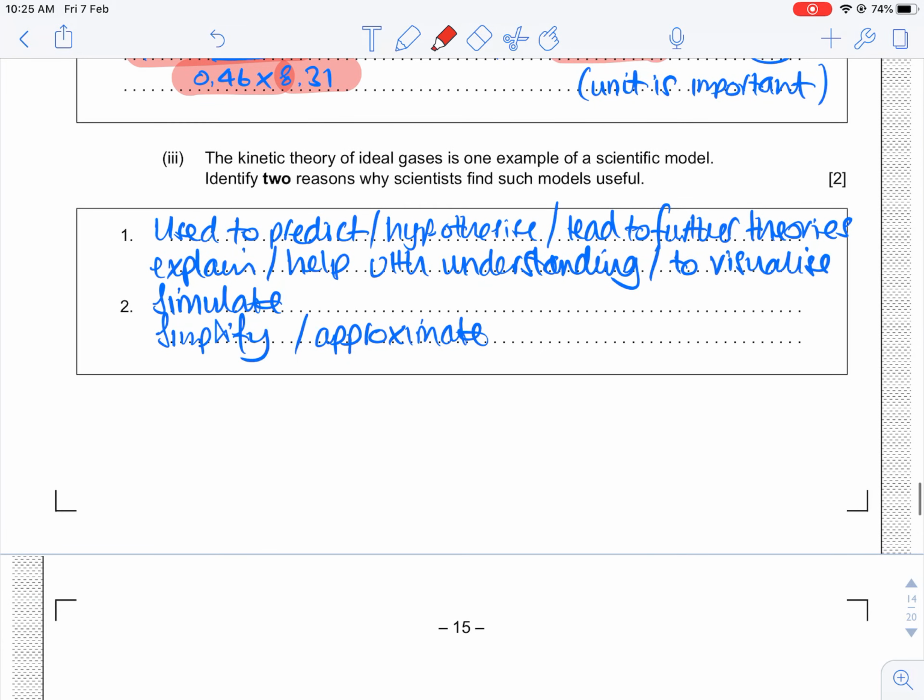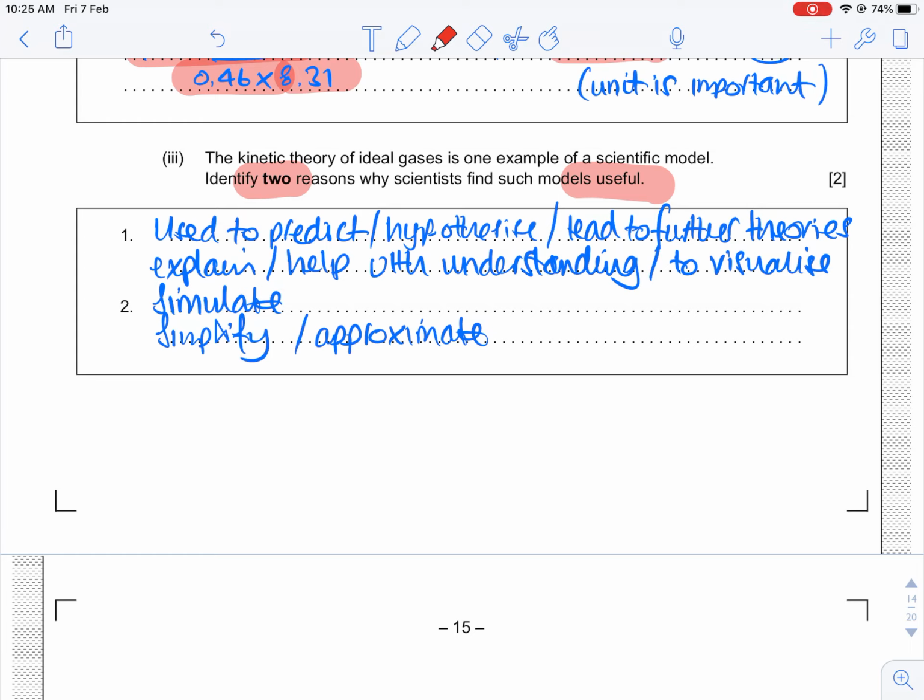Okay, final part here. The kinetic theory of ideal gases is one example of a scientific model. 2 reasons why scientists find such models useful. So why are models useful?